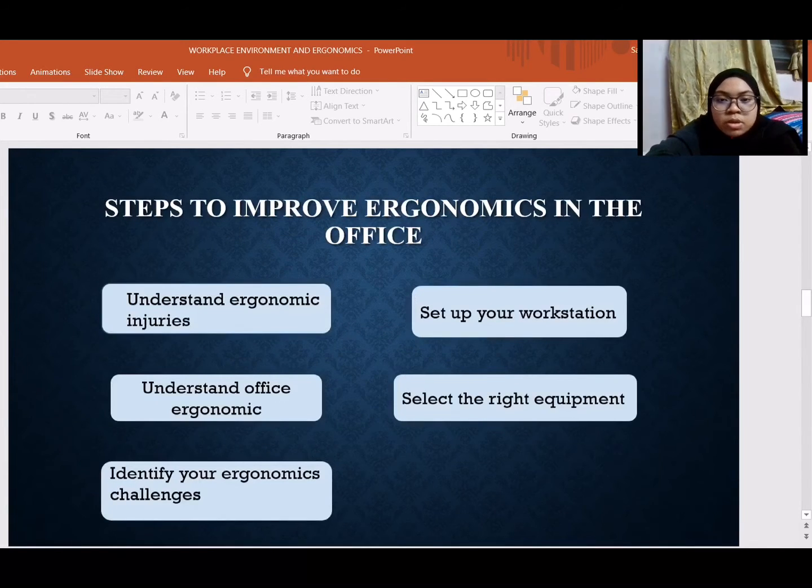Now are the steps to improve ergonomics in the office. The first is understand ergonomics injuries, and then understand office ergonomics, identify your ergonomics challenges, set up your workstation, select the right equipment.